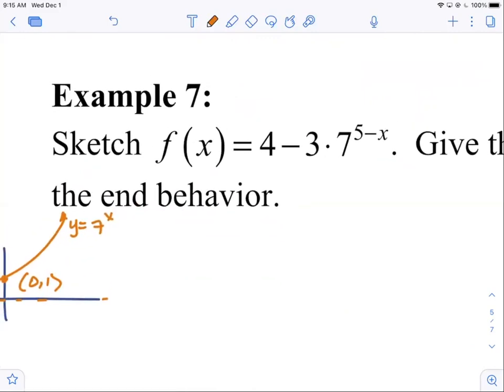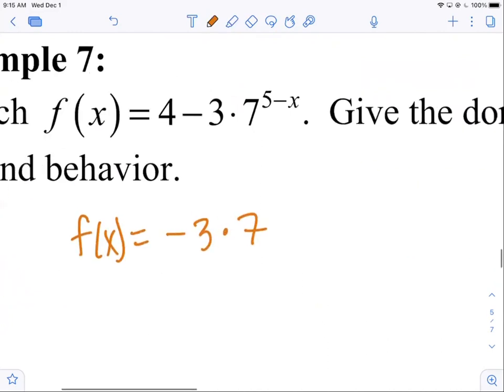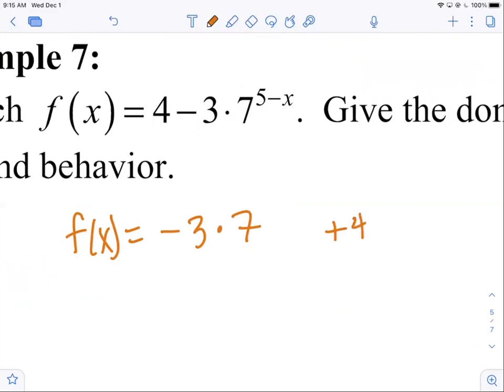And let's see if we could do that, all right? Step 1, I'm going to bring the 4 that's in the front to the back. So that's minus 3 times 7 to the, and then I'll put plus 4. Now, if there's work to do, it's going to be inside the function, okay? It's kind of the most labor intensive part of these types of functions.